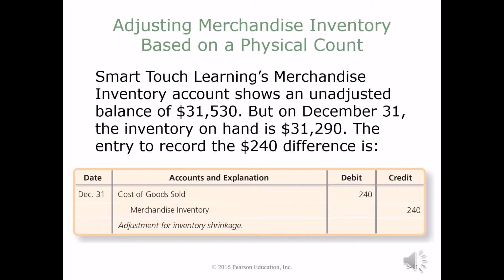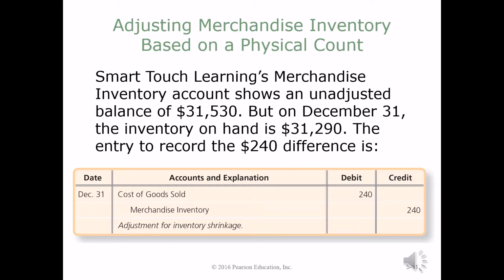The journal entry would be a debit to cost of goods sold and a credit to merchandise inventory. Keep in mind that when we did our physical count, we identified that there was only $31,290 in merchandise inventory. So we were going to need to credit our merchandise inventory to reduce it from our $31,530 value. The difference is an expense that will show up as a reduction of our revenue on the income statement.